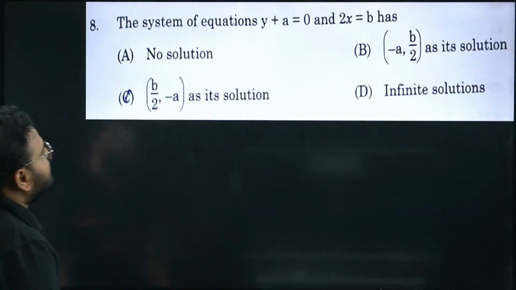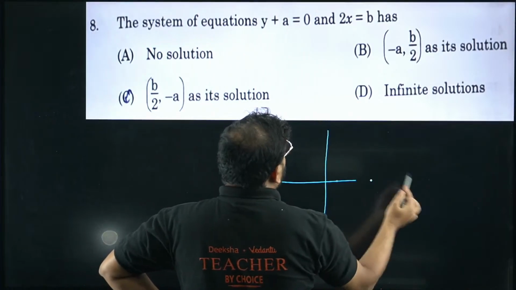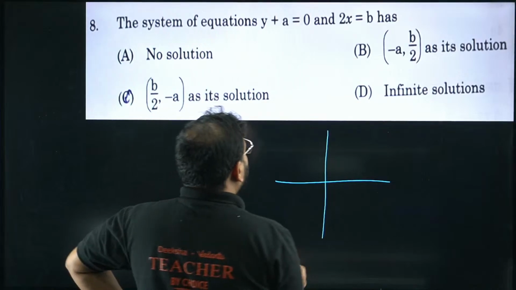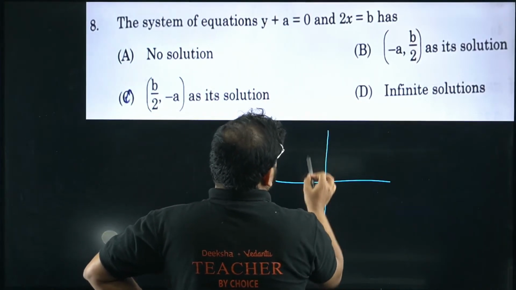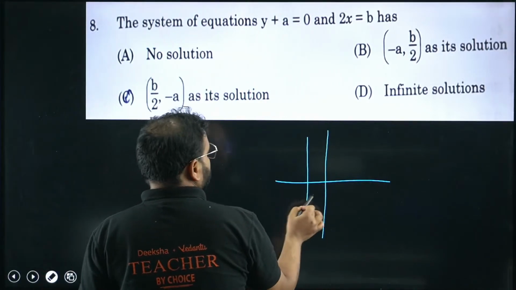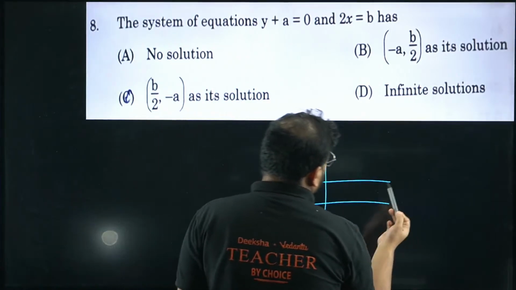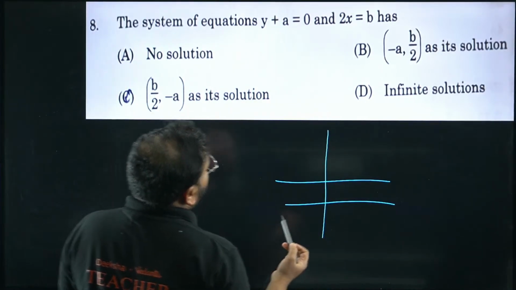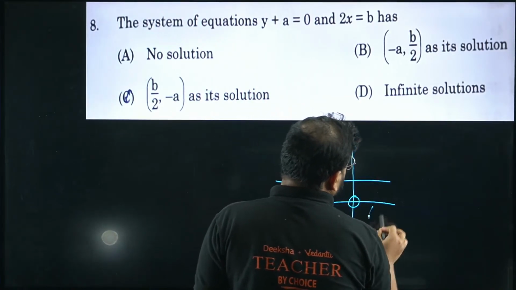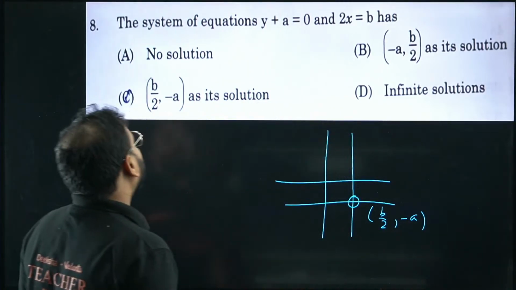Question number 8, the system of equations. y plus a equals 0 means y equals minus a. If I take a as a positive value, y equals minus a will be like this somewhere. Excuse me, I've taken x equals minus a actually. Yeah, y equals minus a like this. And x equals plus b by 2, something like this. So you'll have only one point of intersection, b by 2 comma minus a.